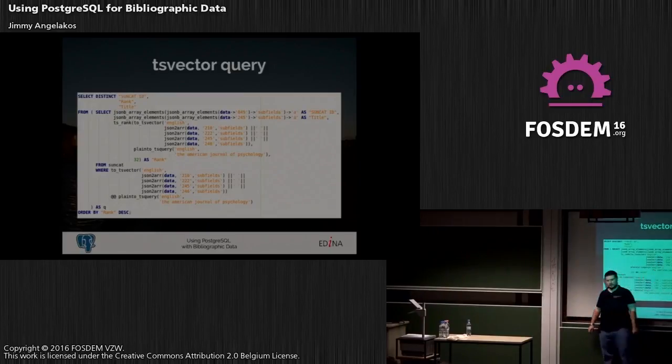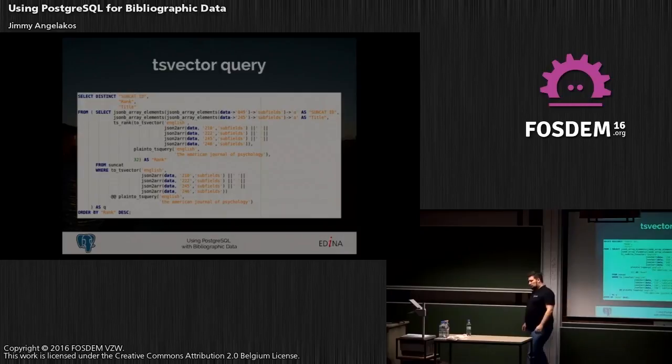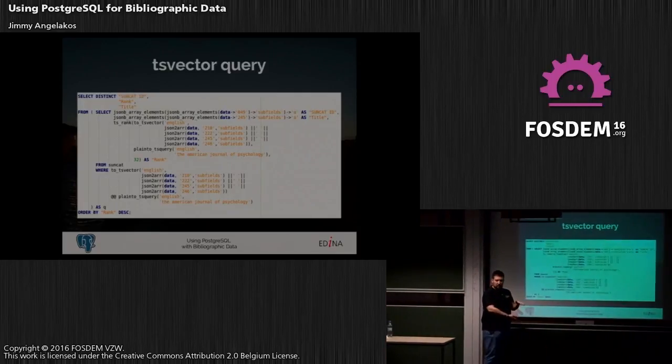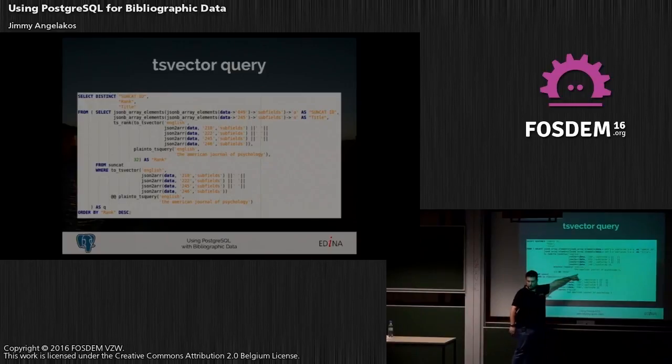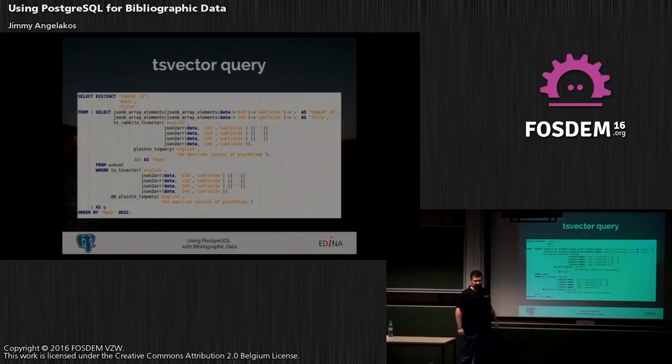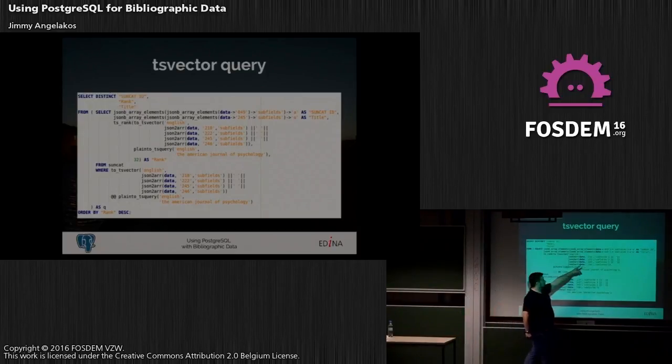our JSON-B array elements. What is 049? Our 049 in this case is the SUNCAT identifier. It identifies a single category of serials. So the American Journal of Psychology would have all its issues under the same SUNCAT ID. Then we grab the title field 245, and then we grab the rank.